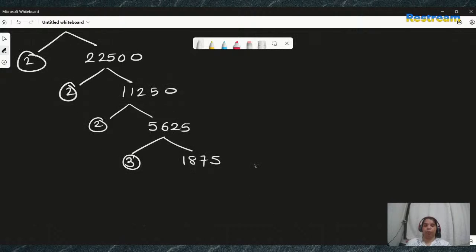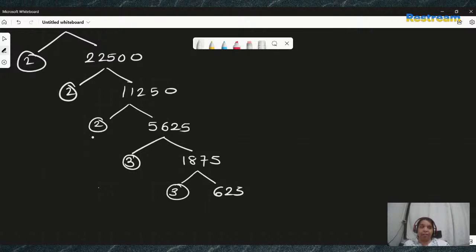You can see the number going slowly down, right? Now, is 1875 divisible by 3? Yes, it is divisible by 3. It's 9 plus 12, which is 21. So again, we are going to divide this by 3. It's 625.